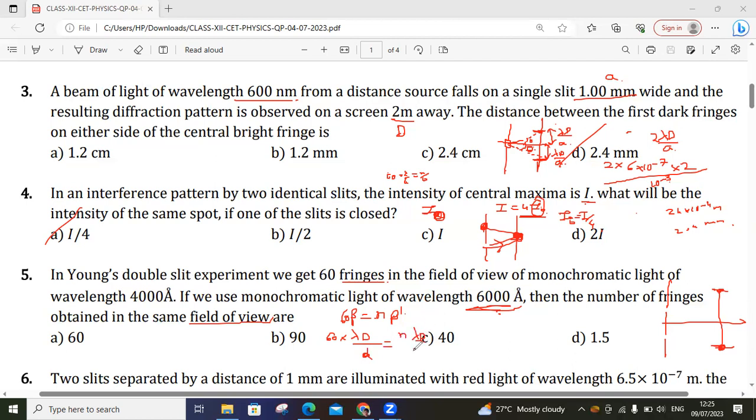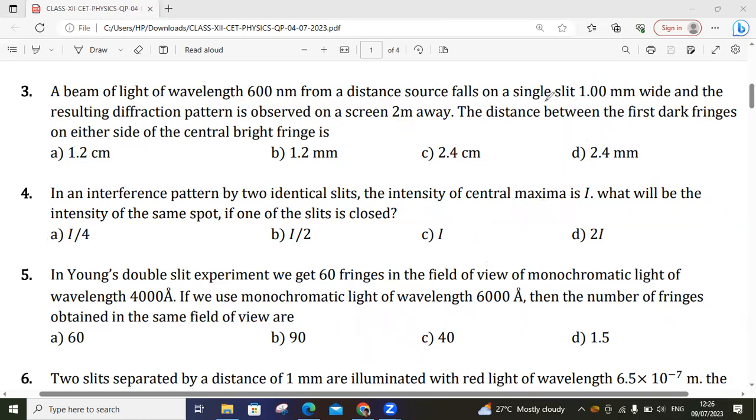N into beta dash, I can cancel it actually. Lambda dash, D by d cancel. So n is equal to 60 into, initially lambda was 4000 and now lambda is 6000 angstrom. So I can write it as 4 by 6, correct? So it will be 2 by 3. 20 into 2 is 40. So n is 40, which is option C. Okay, so now we'll go ahead to the next question.